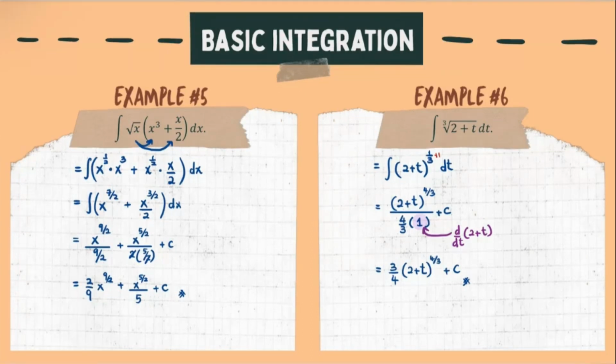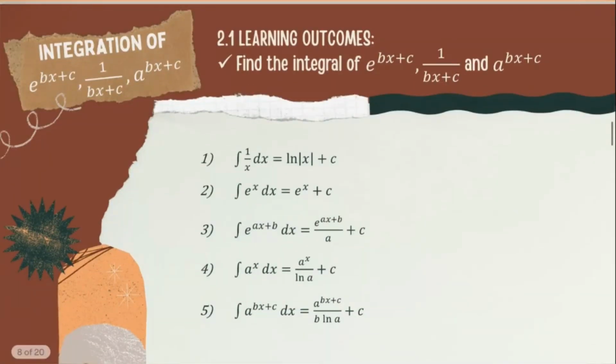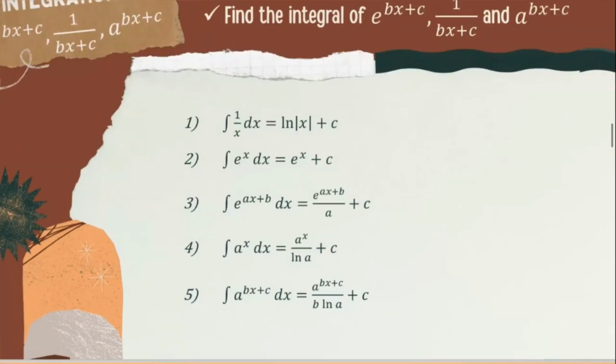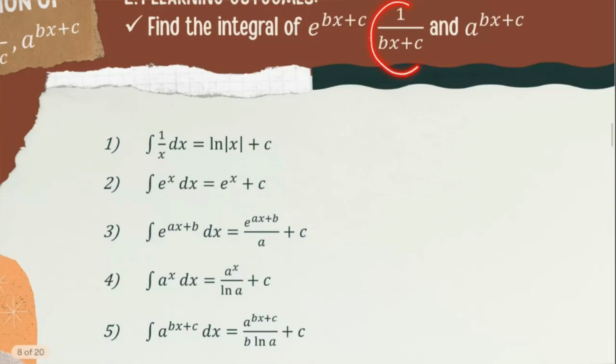Alright, so moving on to the final learning outcomes untuk 2.1. Kita nak cari integral of exponential fraction seperti ini, 1 over bx plus c, dan juga indices a to the power of bx plus c. Okay, so mula-mula saya akan perkenalkan rules tersebut. Okay, 1 over bx plus c ini basic dia adalah integrate 1 over x. Okay, kenapa bila integrate 1 over x dx kita dapat ln of modulus x plus c?